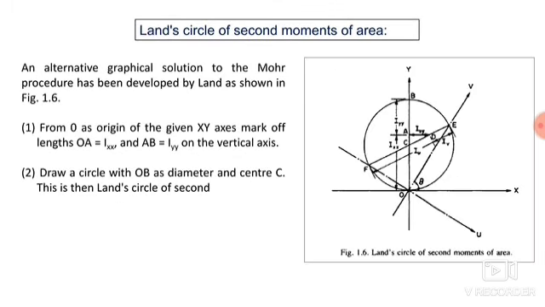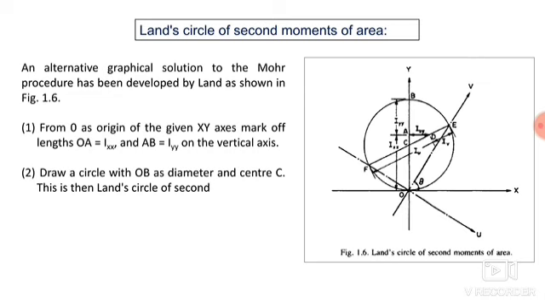Next we will discuss the Land circle of second moment of area. This is an alternative graphical solution to the Mohr procedure, developed by Land, as you can see in the figure. So we need to follow these steps. From O as origin of the given XY axes, mark off length OA equal to IXX and AB equal to IYY on the vertical axis. After that we need to draw a circle with OB as diameter and center C.